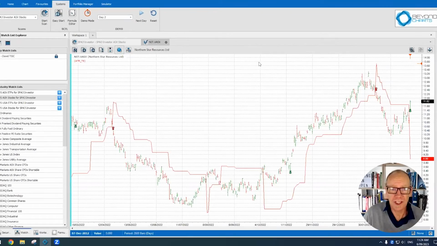NST. By double clicking on that particular stock, that will open up the chart of NST. Now, you can see here at the moment, we've got this red line that moves upwards and also moves downwards. Sometimes the price is below it, sometimes the price is above it, and below it, and above it, and it's just moved out above it. In this particular example, we've got what's called an ATR breakout.